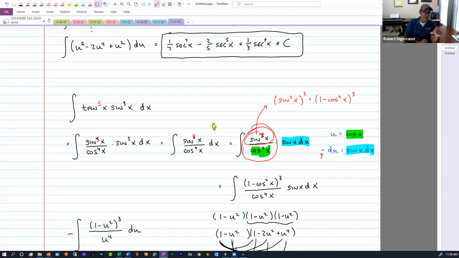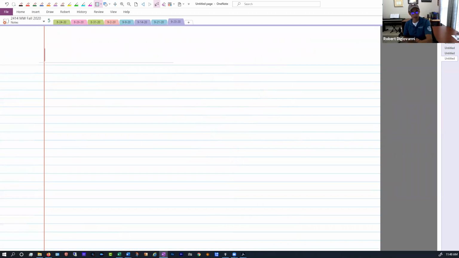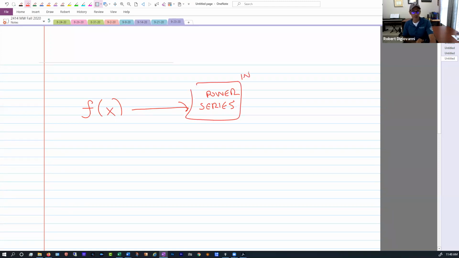Chapter 8 is about series. And what we learn in chapter 8, and I don't want to get too ahead of ourselves here, is that if we're given a function, we can convert it into what's called its power series. And then once we have the power series, we can integrate it and we can differentiate it. If we need to take the derivative or the antiderivative, it's super, super easy to do.